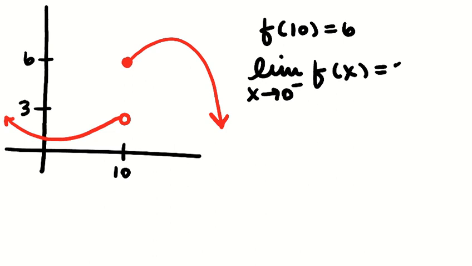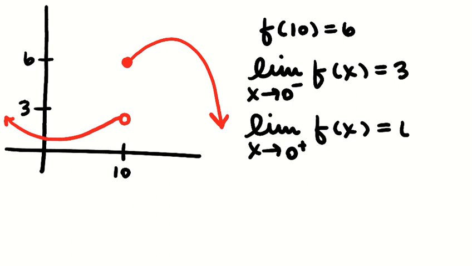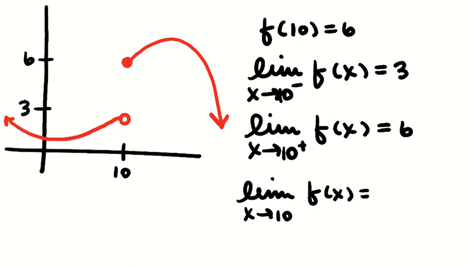Or it's supposed to be 3. It might be a little less than 3. Okay. If we look at the limit as x approaches 10 from the positive side, that's from the right, the limit of f of x is 6. What would you answer if you were asked about the limit as x approaches 10 of f of x? What are we saying here? Fails to exist.